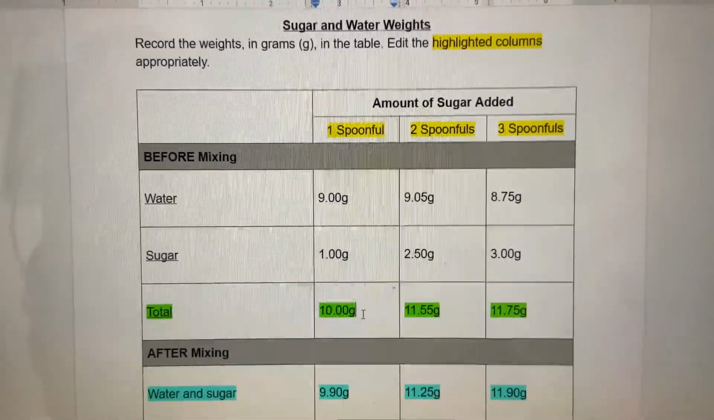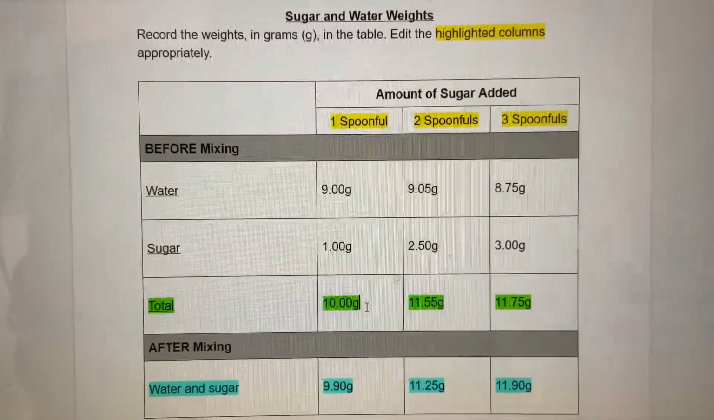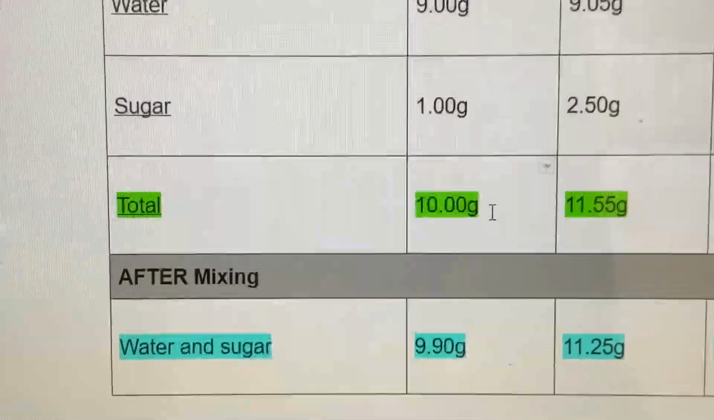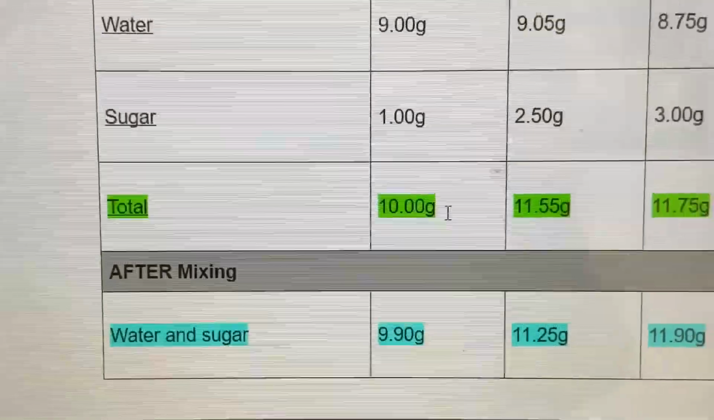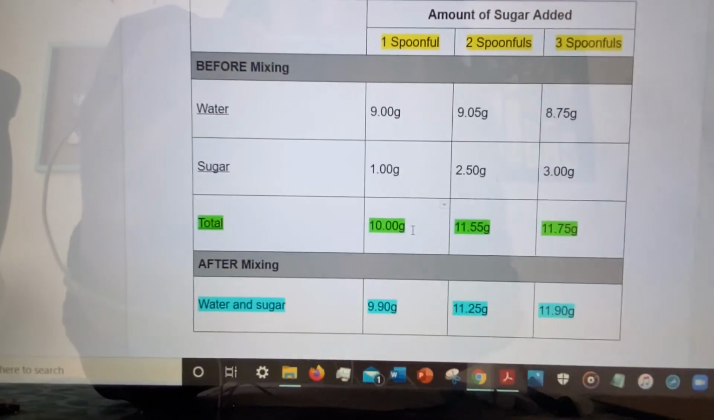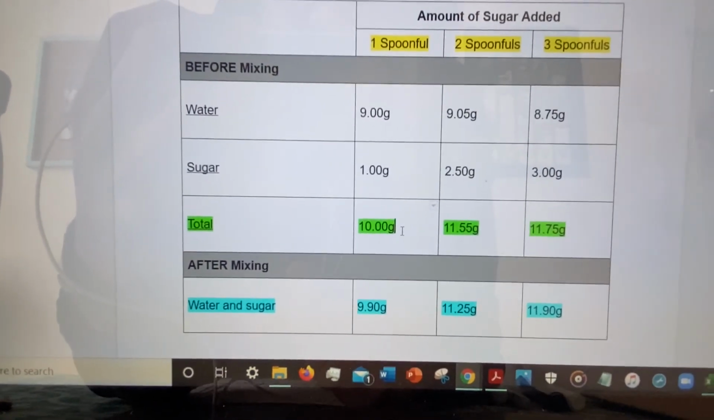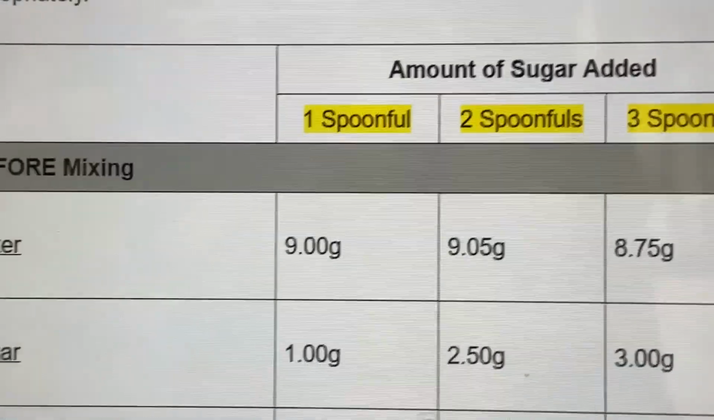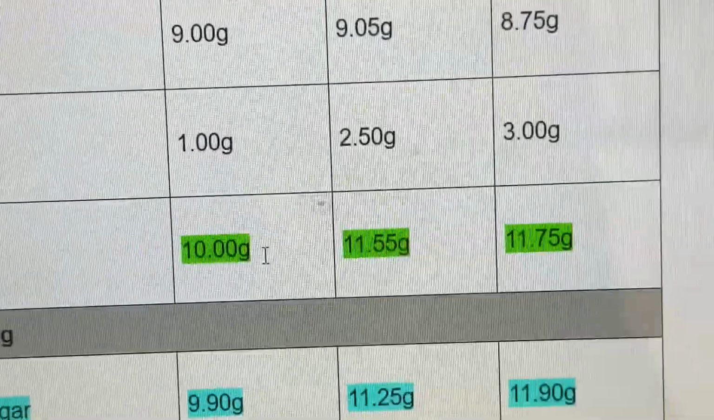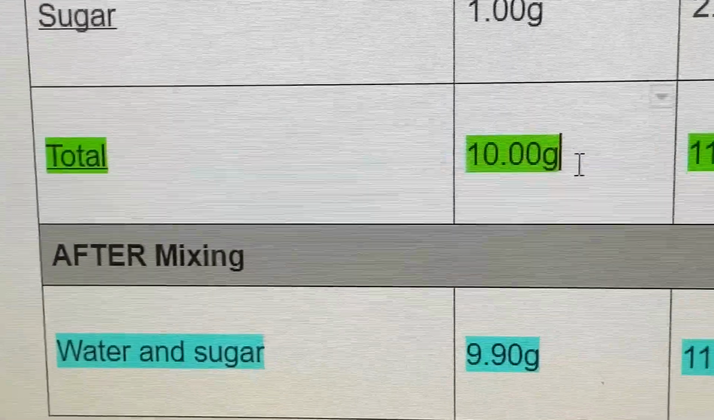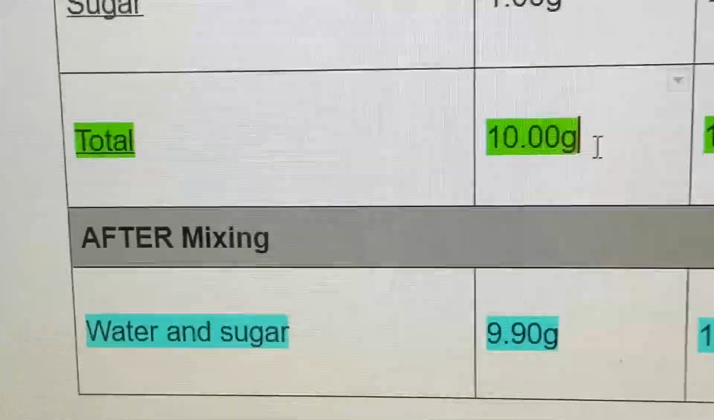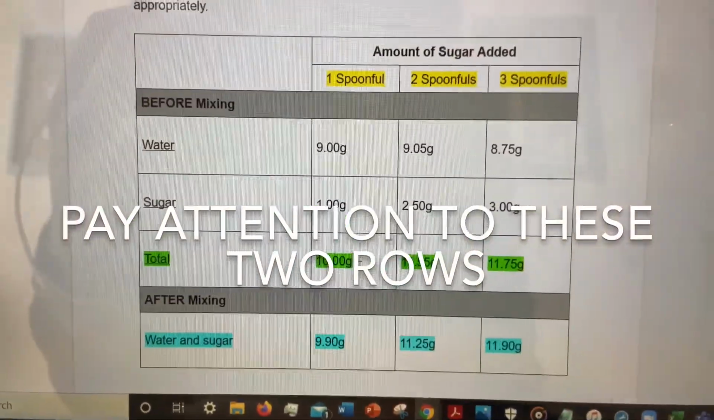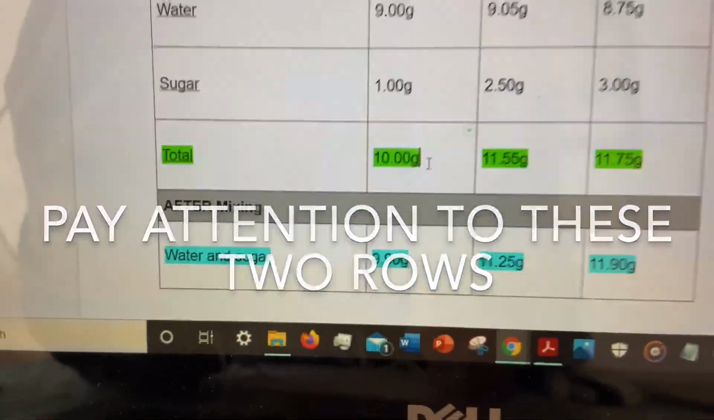We should have out this data table from our investigation on sugar and water weights. Highlighted in green is the total weight of sugar and water before mixing. And you can see it is highlighted in green on this screen to show you the total weight of water and sugar before mixing for 1 spoonful of sugar, 2 spoonfuls of sugar, and 3 spoonfuls of sugar. Highlighted in blue is the weight of water and sugar after mixing. These two rows is what we are going to be graphing in our bar graph.